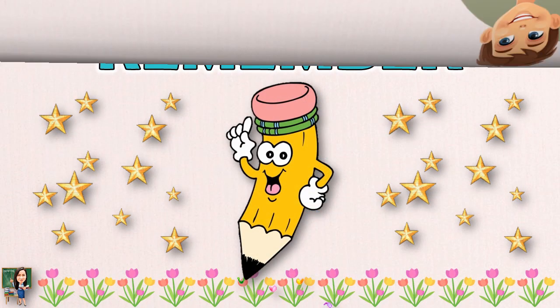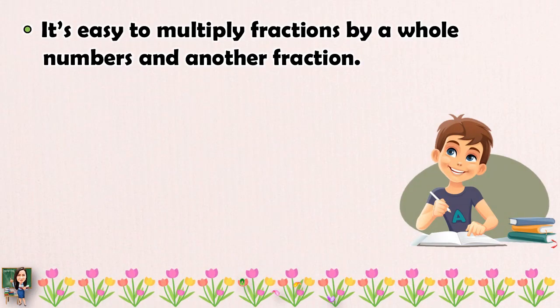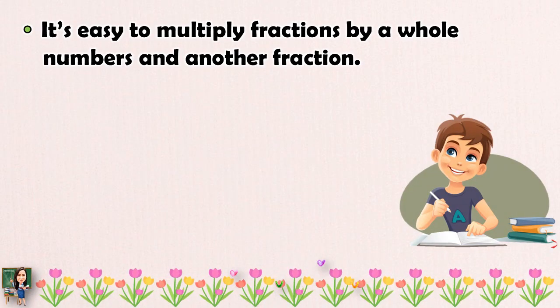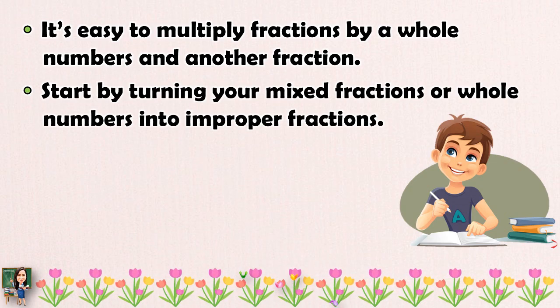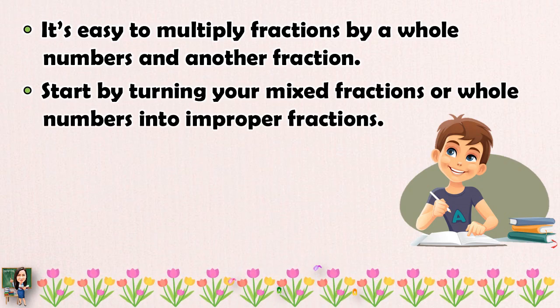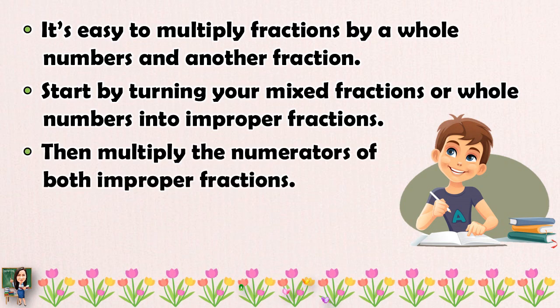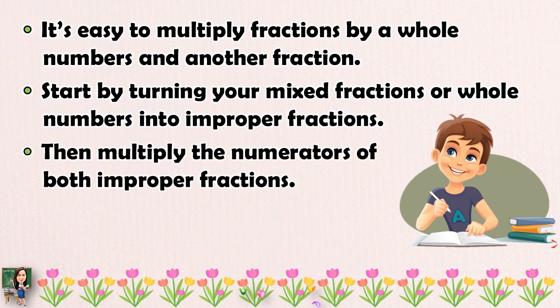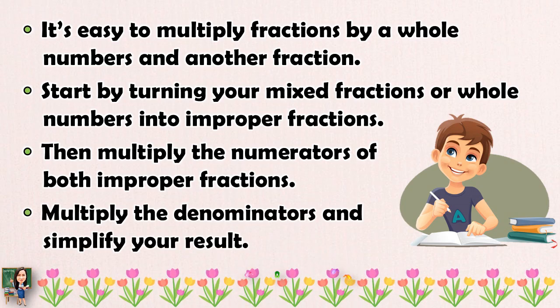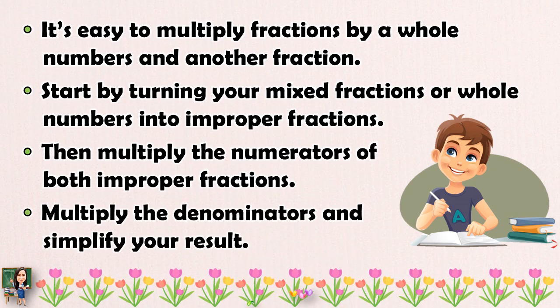Remember, it's easy to multiply fractions by whole numbers and other fractions. Start by turning your mixed fractions or whole numbers into improper fractions. Then multiply the numerators of both improper fractions. Multiply the denominators and simplify your result.